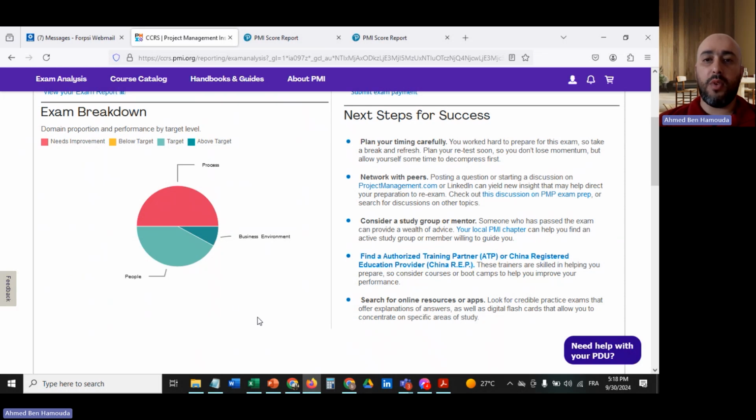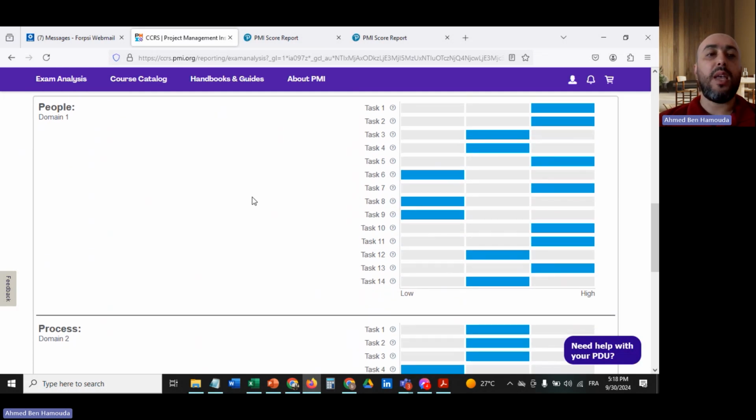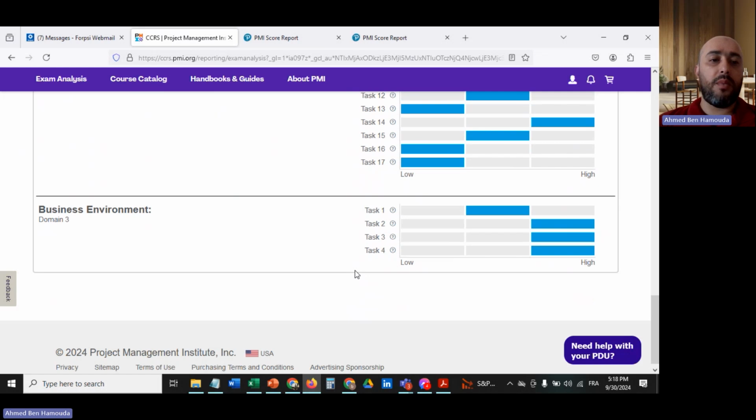And then before we go to the next steps for success, you can scroll down further and see the breakdown of the results per domain and per task. You probably remember that in our training we explained that the PMP exam is based on 3 domains: people, process, and business. In the people domain, we have 14 tasks, as you can see here. And as explained in the examination content outline, the ECO, the process domain has 17 tasks, and the business environment domain has 4 tasks.